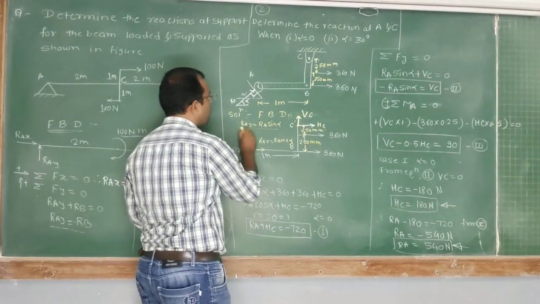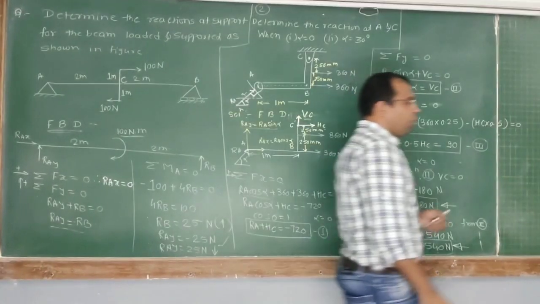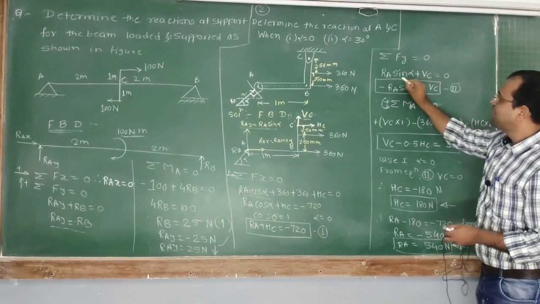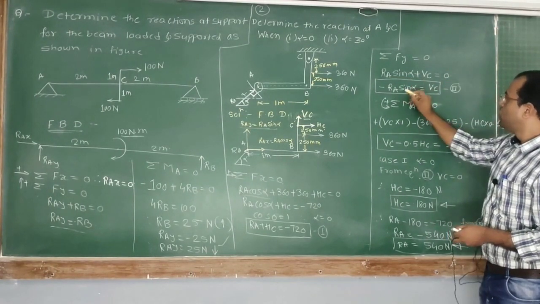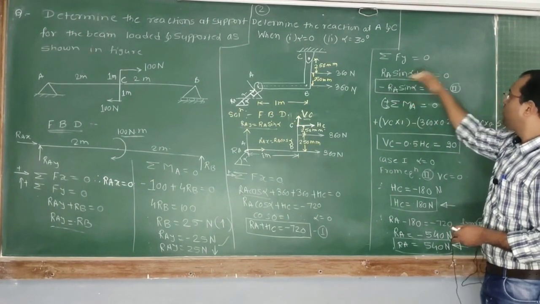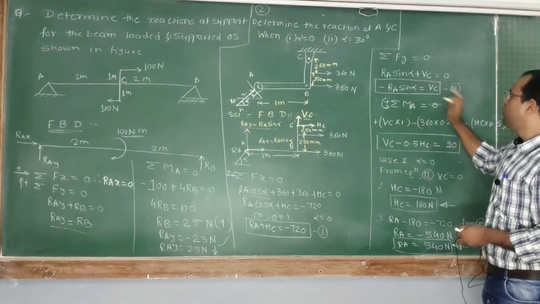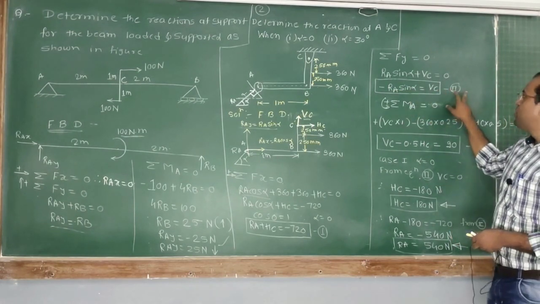There are only two forces, this one and this is the second force. These two forces are in the y direction. So RA sin alpha plus VC is equal to 0. If I take this RA sin alpha towards the right hand side, it becomes minus RA sin alpha, which is equal to VC. Okay, this is equation number 2.